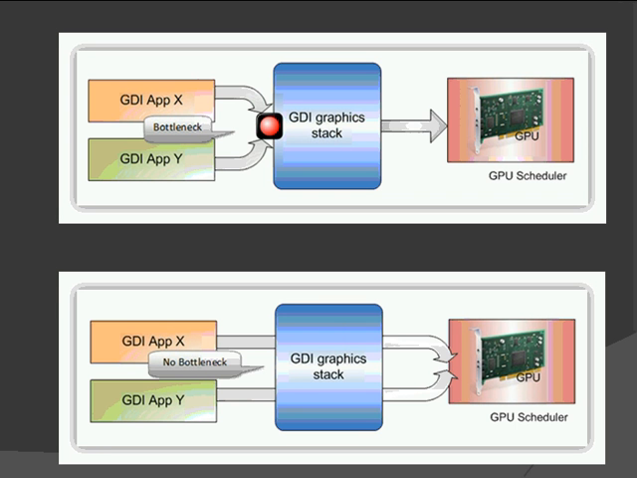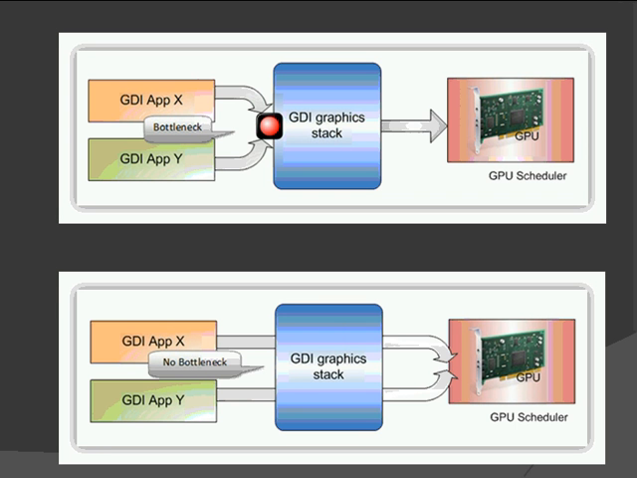So the first one is the GDI stack for Windows Vista. The second one is the GDI stack for Windows 7. I'll explain them both now. The GDI applications running simultaneously vie for this global lock in order to render on the screen. The application that acquires the global lock prevents other applications from rendering until it releases the global lock.